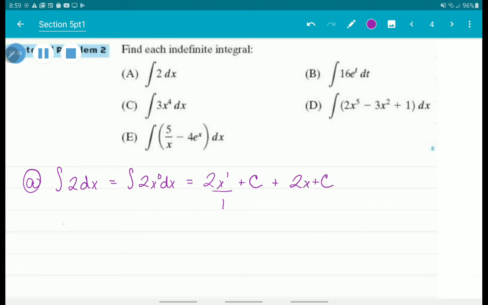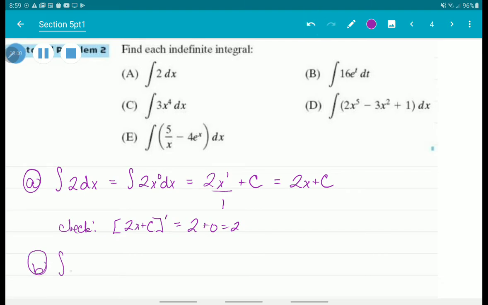If you want to check your answer, you can always check your answer by taking the derivative of what you just found. The derivative of 2x is 2, the derivative of c is 0, and that is the same thing that we started out with integrating.